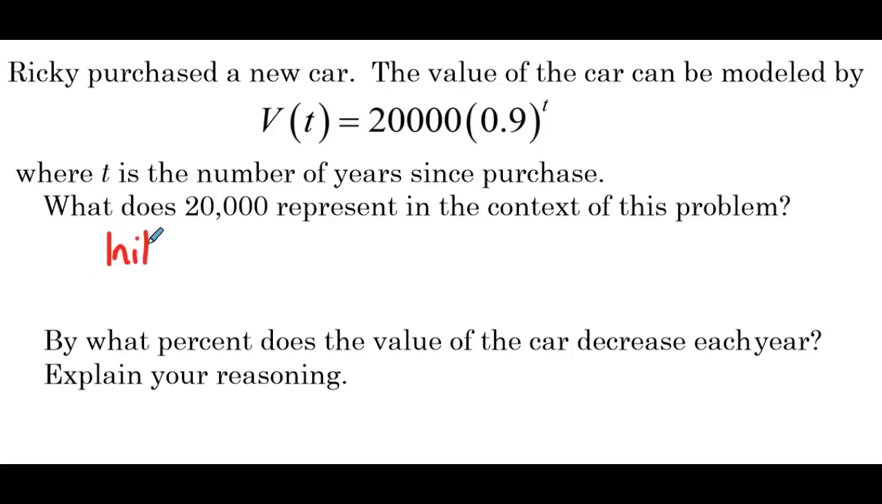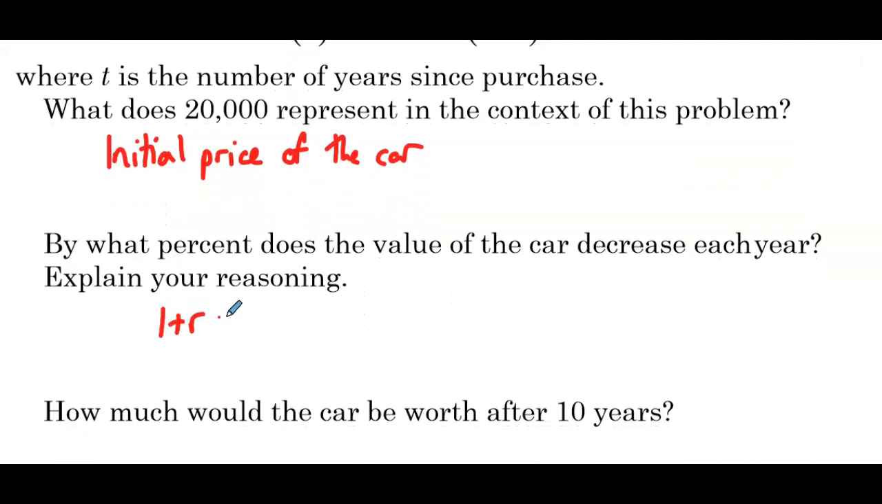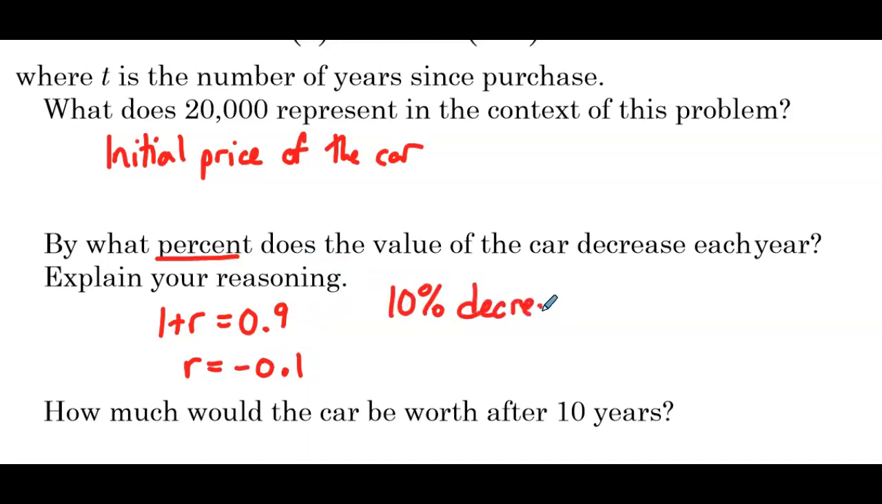So the initial price of the car. By what percent does the value of the car decrease each year? And explain your reasoning. So we know the base of the exponential function in an exponential growth or decay is 1 plus r. So we'll set that equal to 0.9. Subtract 1 from both sides, so we have r equals negative 0.1. Negative r value indicates that we have decay, or in this case, decrease. Now we want a percent, so 0.1 as a percent is 10%. So there's a 10% decrease or decay in the value of the car each year.